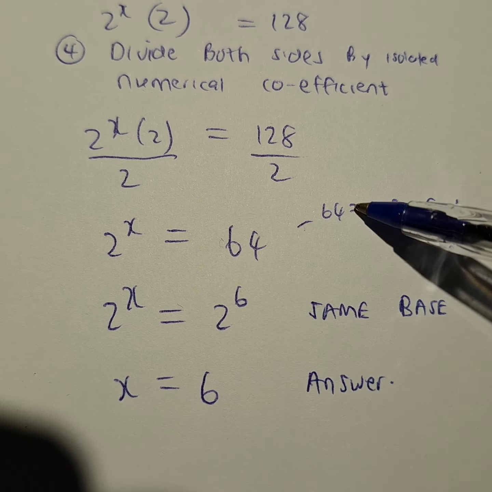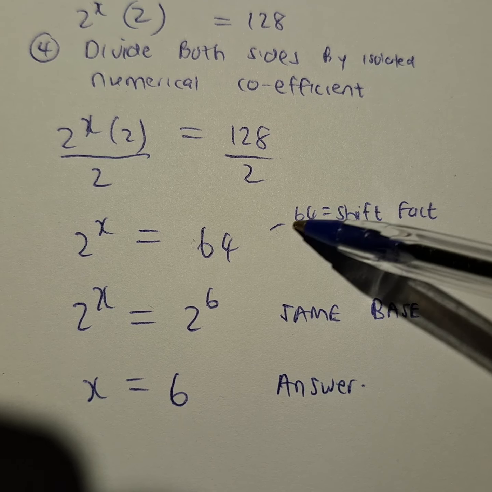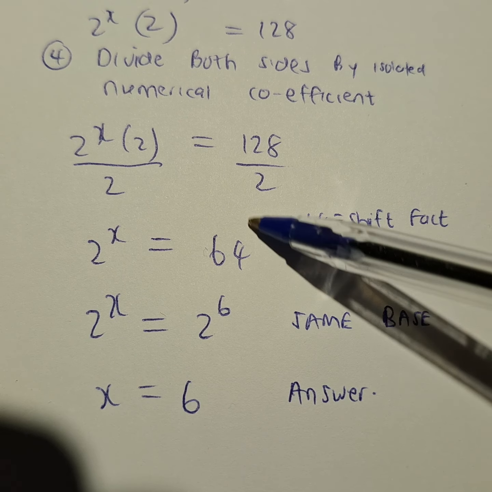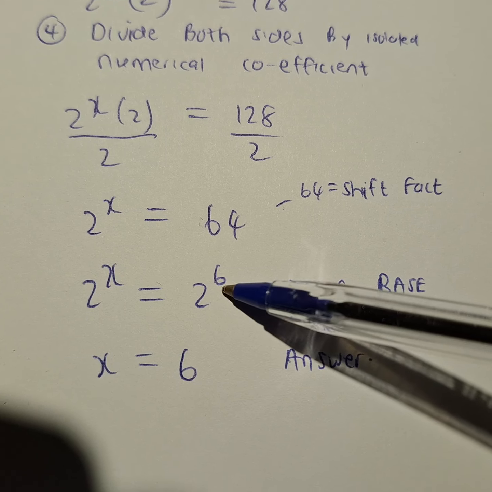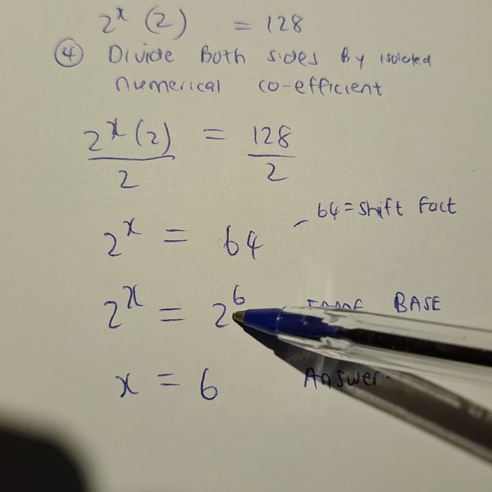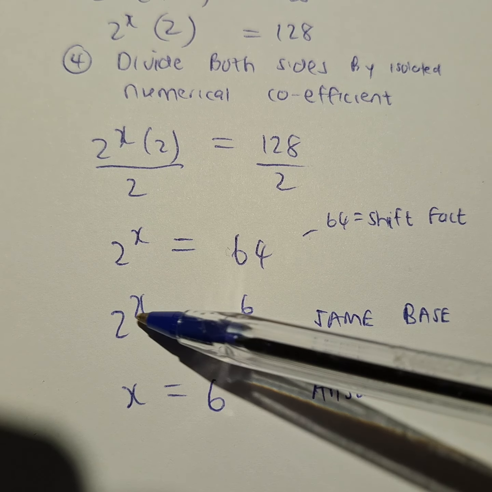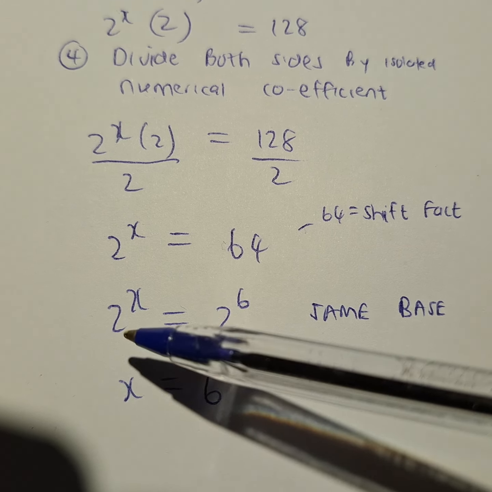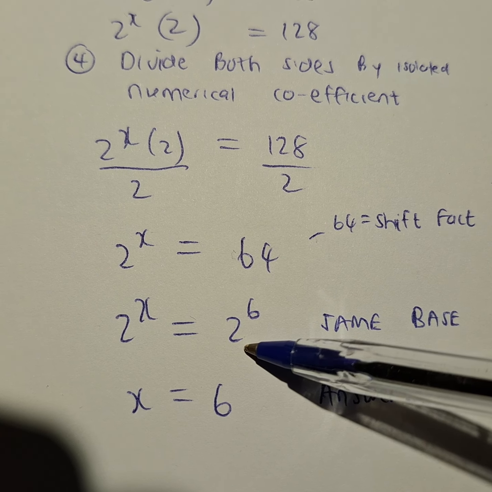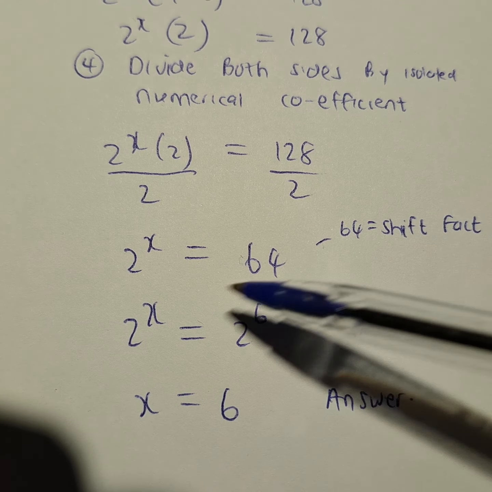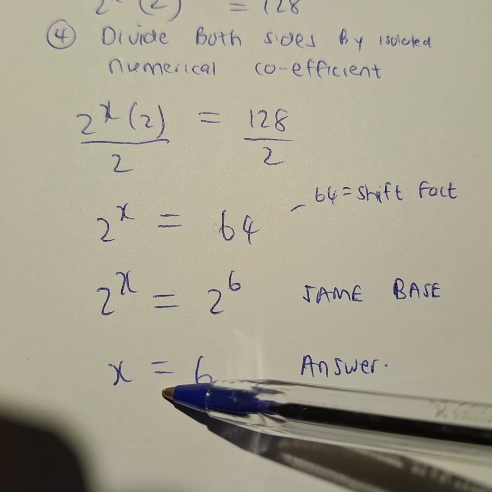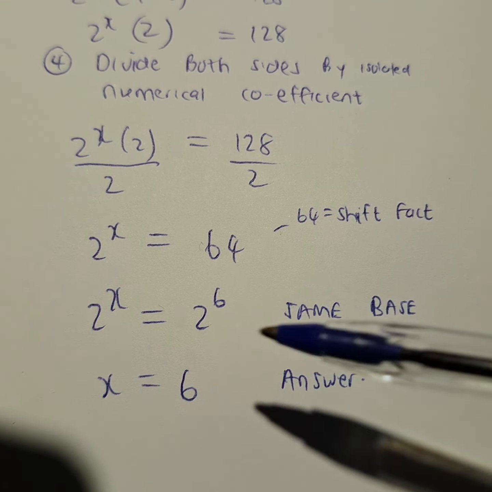Then we apply the prime factorization of 64 using our scientific calculator, shift fact, if we don't know what the prime factorization of 64 is. We get 2 to the power 6. The bases are the same, and as per the rule that applies to exponential equations, when the bases are the same on either side of the equal sign, we drop the base and we equate the exponent. So the answer is x is equal to 6. That is the highest common factor type.